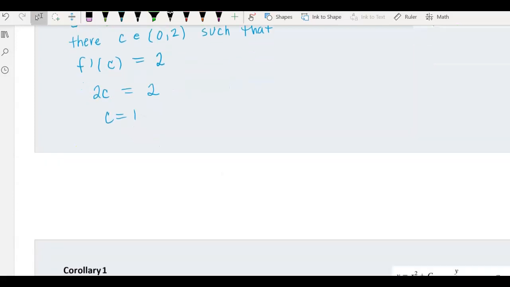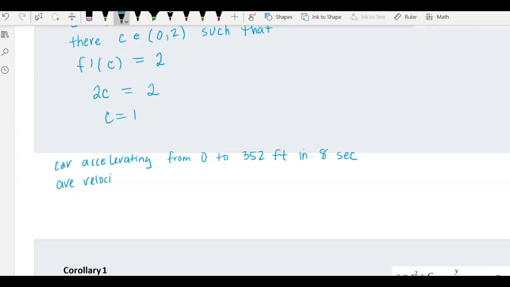Suppose that I have a car that's accelerating from 0 miles per hour, or from 0 to, let's say, 352 feet in 8 seconds. So then the average velocity is going to be 352 feet in 8 seconds, which ends up being 44 feet per second.